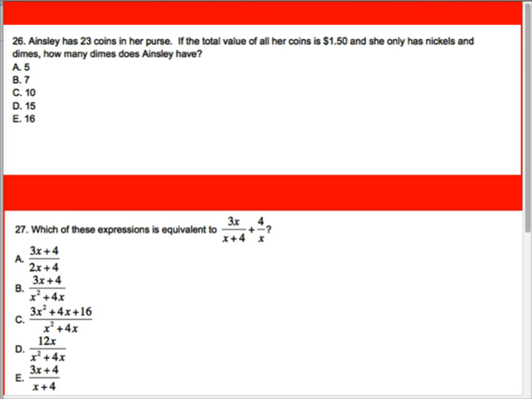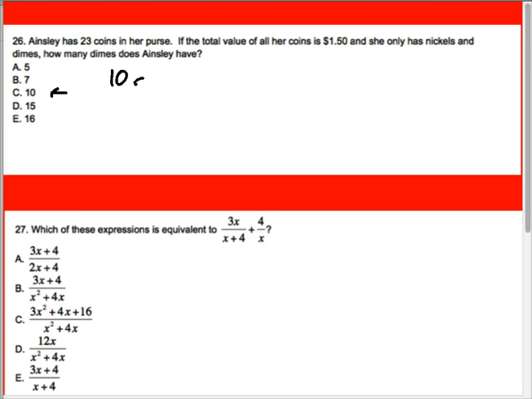For 26, Ainsley has 23 coins in her purse. If the total value of all her coins is $1.50 and she only has nickels and dimes, how many dimes does she have? So what I'm going to do is I'm going to recall that each of these is representing the number of dimes that she's holding. So I'm going to use the fact that this is a multiple choice question, and I'm going to work backwards. I'm going to start with letter C.